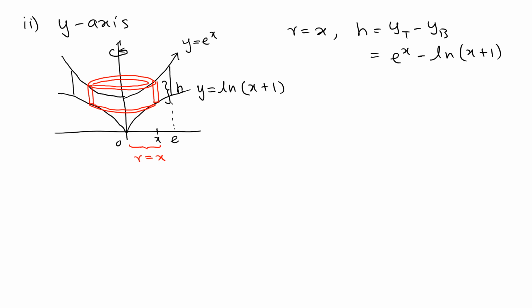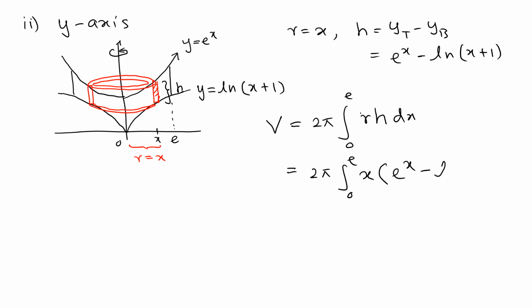Now we just need to plug that into the equation. So the equation is volume equals 2 pi, with the limits being the x limits, because it's a dx problem. The thickness is dx. So the x limits are 0 to e, and the radius times height dx. If you plug in, you get 2 pi integral from 0 to e. The radius is x. The height is e^x minus (ln x plus 1) dx. So that's what you get.